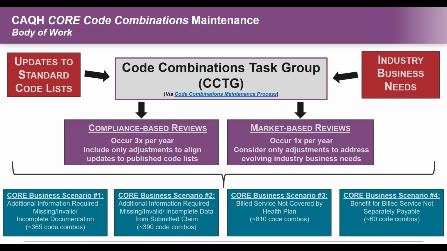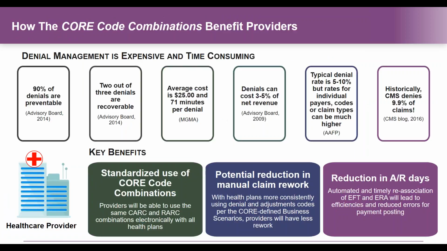And from that, these 4 different business scenarios that you see there on the bottom are all part of that maintenance process. From business scenario 1 with missing or incomplete documentation, to business scenario number 2 with data that may be missing, invalid, or incomplete, to billed services not covered, to benefit for billed service not separately payable. And we have a variety of code combinations within there. Again, remember, it's a complete set of code combinations within each of those business scenarios. Then moving on to the next slide, we can go into how the code combinations benefit providers.